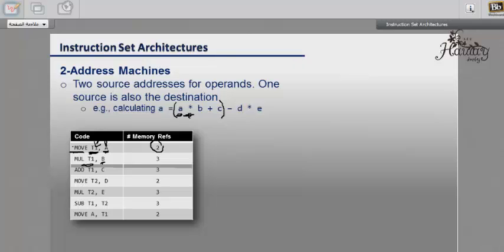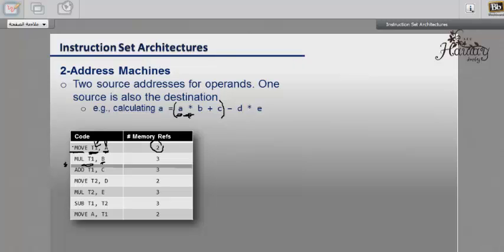So you get the value of A, you store it inside T1. So this is two memory access. Now, in the second level, which is the multiplication, you need to get the value of T1, then the value of B, then store the output, the result, inside T1. So we have three memory access.